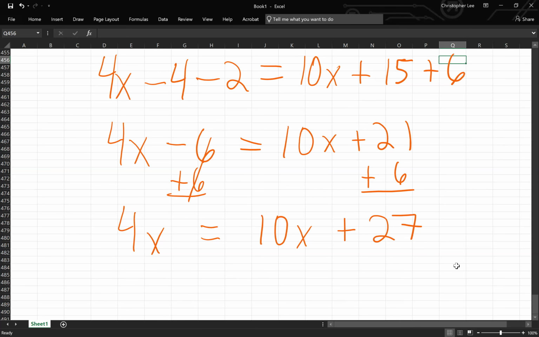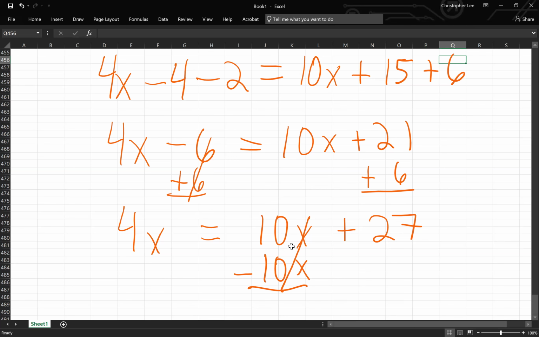What should I subtract? Remember, I want all the x's on one side and all the numbers on the other. Not the 4x, the other one, 10x. The 10x, right? Because we moved the number over first, so we got to move the variable over to the other side.